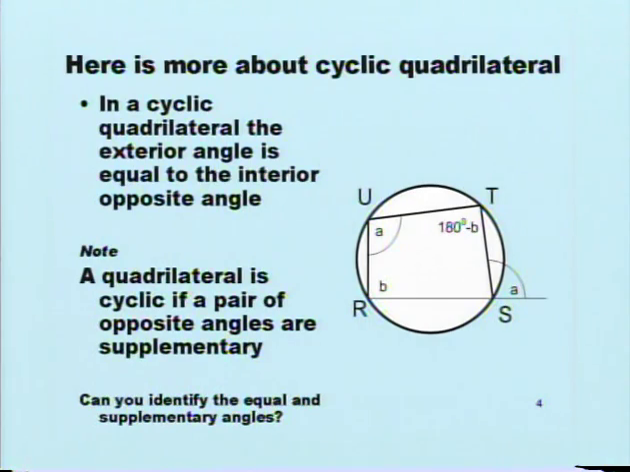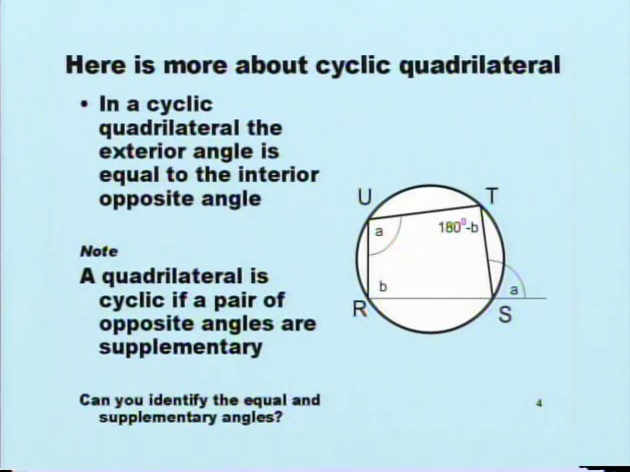Here is more about a cyclic quadrilateral. In a cyclic quadrilateral, the exterior angle is equal to the interior opposite. Look at the diagram. At S, there is an exterior angle when RS is extended. The interior opposite to that will be the angle at U, which is named A. So the angle at U, A, is equal to the angle A at S.